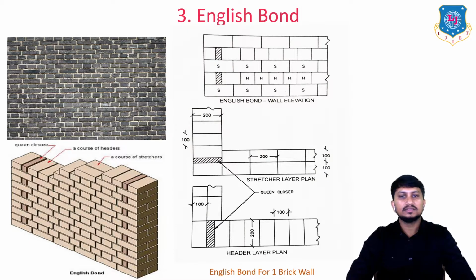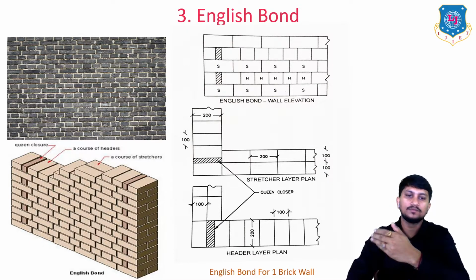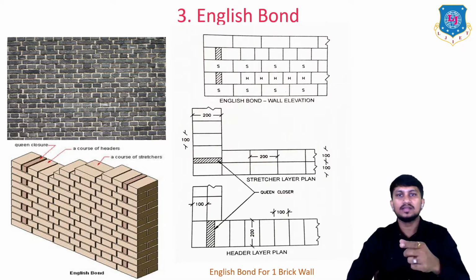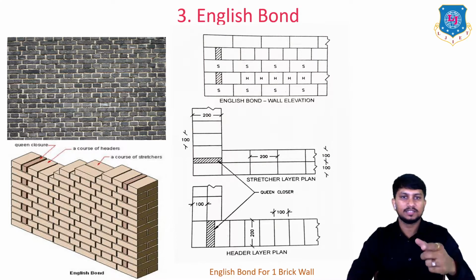This is the formation of English bond for one brick wall. What is the meaning of one brick wall? The width of the wall is about one brick, which is exactly 19 centimeter. Or if you add the mortar layer, the width of the wall is about 20 centimeter.